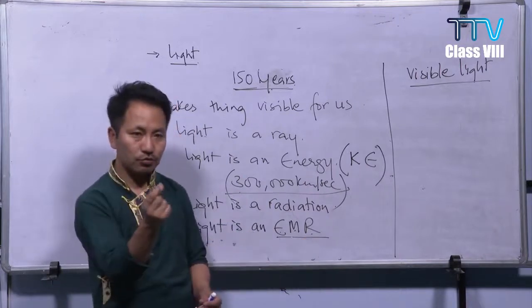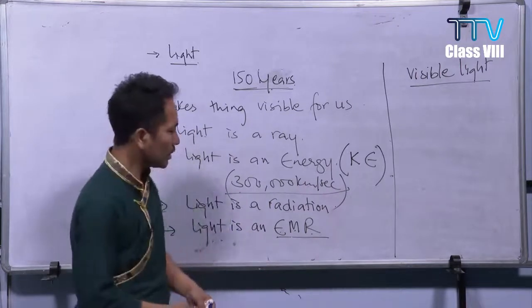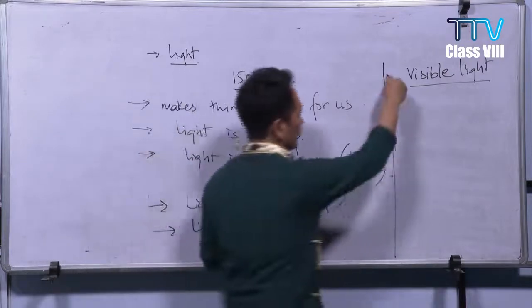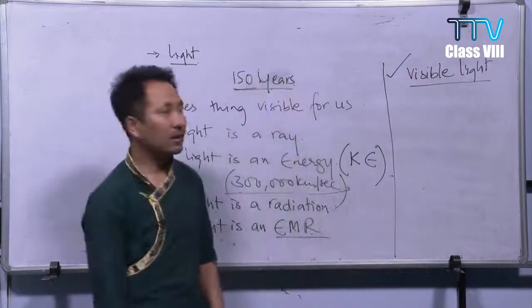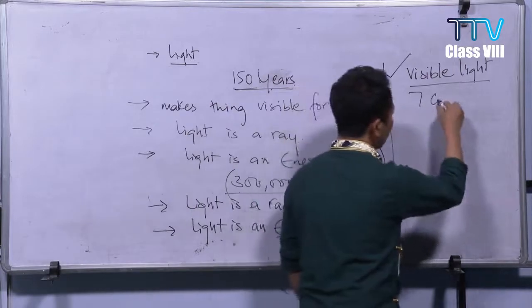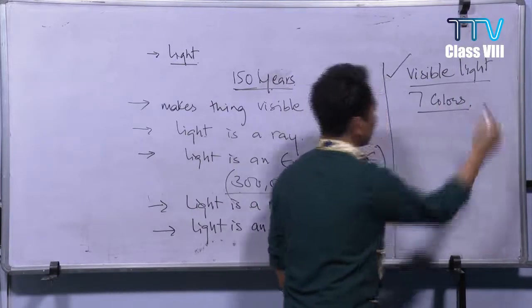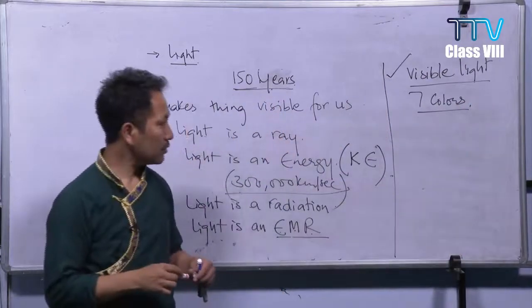Electromagnetic radiation. And this part is the visible light. 7 colors. This thing is called the visible light, right?